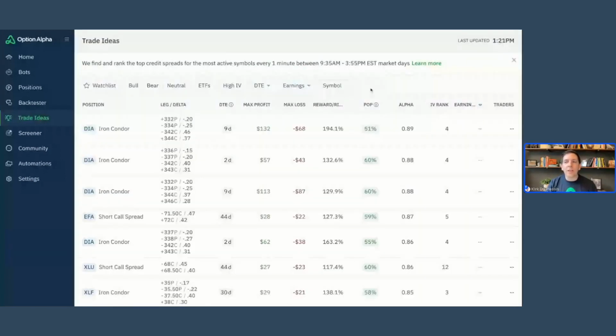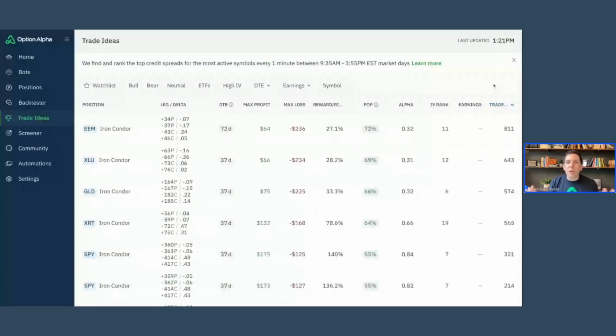Last column over here is traders. So this is a really cool one. Somebody asked before, is this all traders in the world? No, we have no way of knowing what that data is. This is just Option Alpha traders.